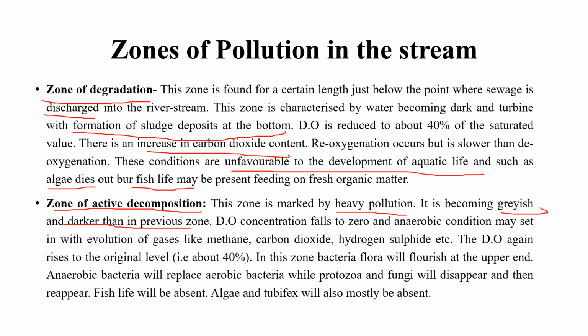Dissolved oxygen concentrations will be zero, and anaerobic conditions, that is absence of oxygen, will be present, so gases such as methane, carbon dioxide, and hydrogen sulfide will be present in this zone. The dissolved oxygen will try to increase its level from 0 to some 40%. It is a natural process: whatever happens, nature tries to take its own course to attain its equilibrium.